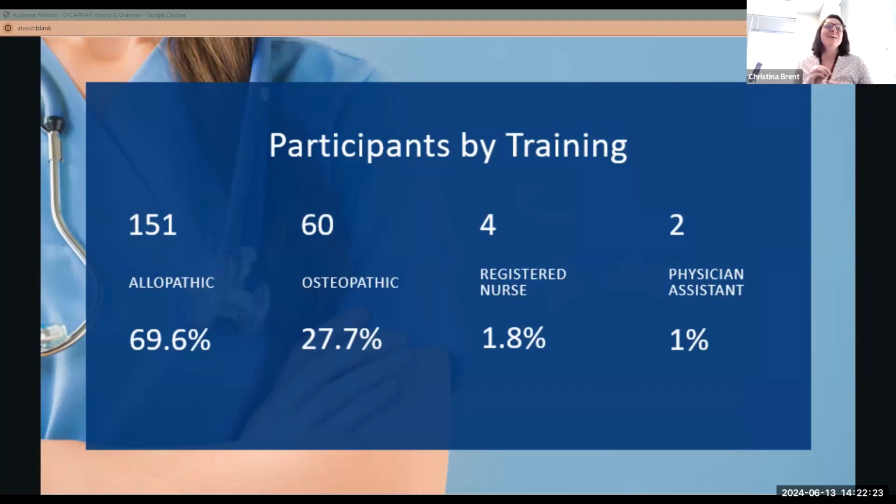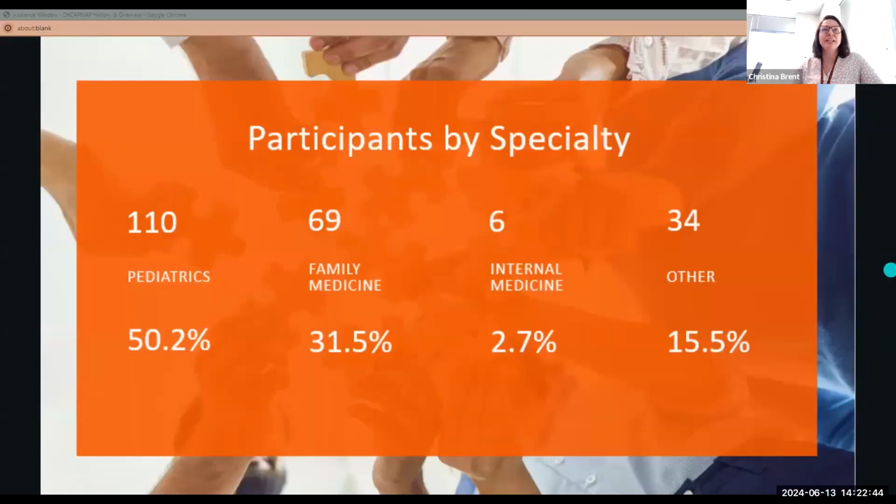whenever I need to go back and see what those questions were. But this is a breakdown of the providers who participated in our needs assessment survey, broken down by training. We had just under 70% were allopathic, just under 30% were osteopathic, just under 2% were registered nurses, and we had some PAs in there as well. And then breaking down by specialty, just over half were pediatricians, almost 32% were family medicine, almost 3% internal medicine, and then 15.5% were other specialties.